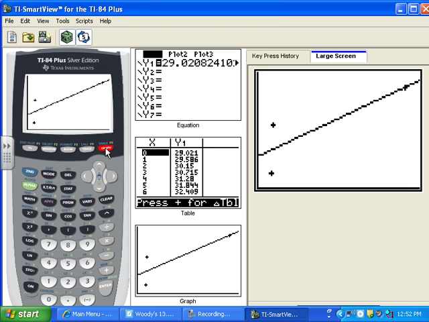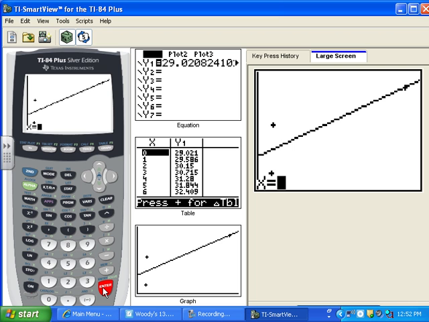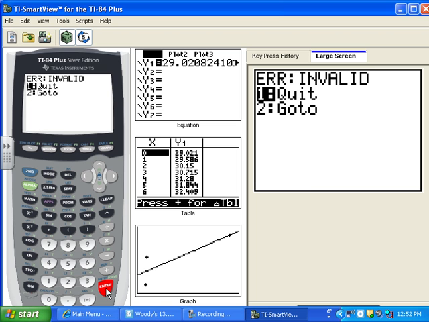Okay. All right. Right now, you should have this up, the line and your scatter plot. Here's the magic button. Press second, and then the trace button. You'll see that toggles the calc button. It's short for calculate. You would like it to calculate a value. The value you would like it to calculate is when x equals what? 16. It's 16 right there, and it'll get you your answer.